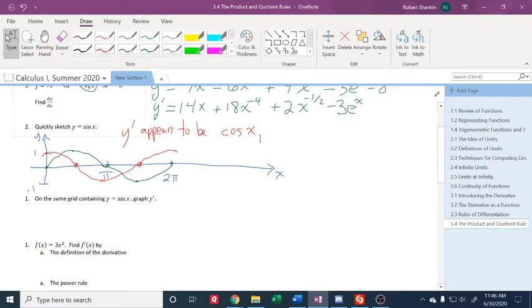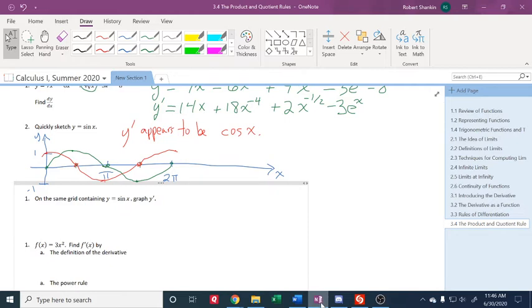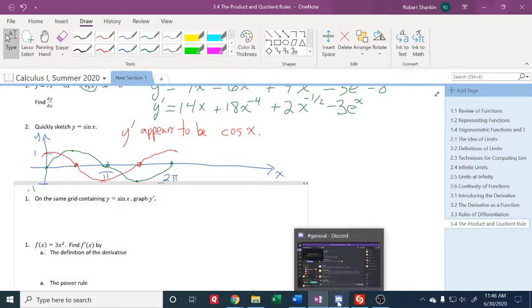And a little feedback here. I know graphing with derivatives was something that was challenging for a number of people. So give me a little feedback.